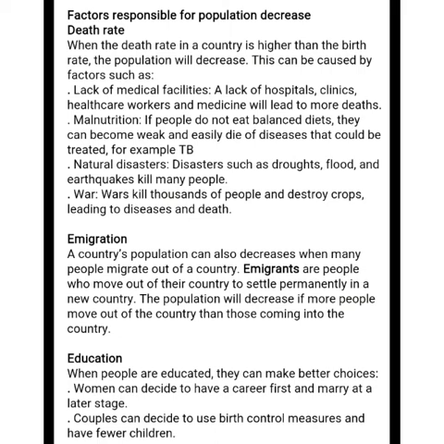Lastly, education. When people are educated, they can make better choices. For example, women can decide to have a career first and marry at a later stage. Couples can decide to use birth control measures and have fewer children. Using birth control measures, for example, condoms, morning after pills, and so on.